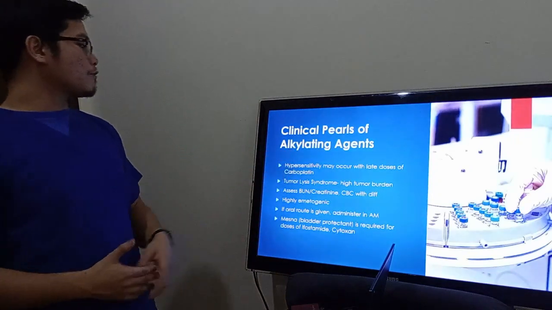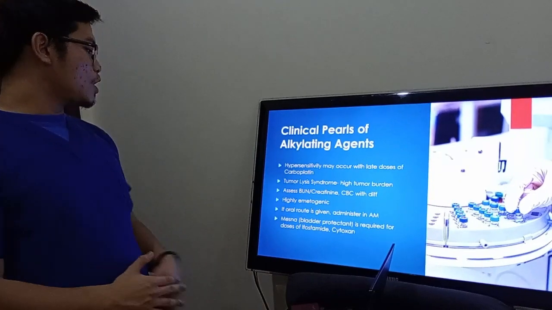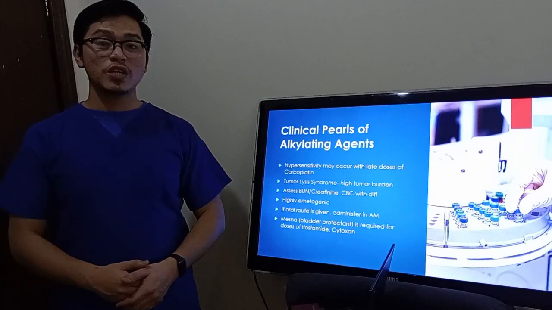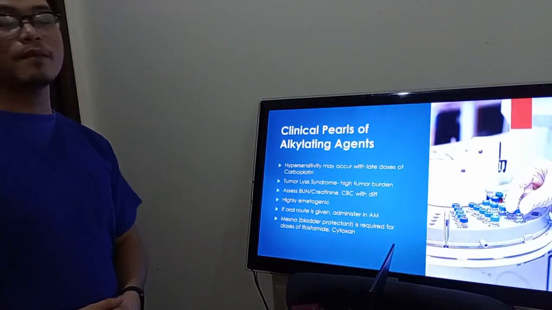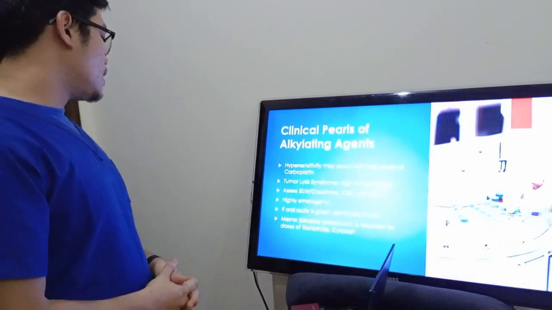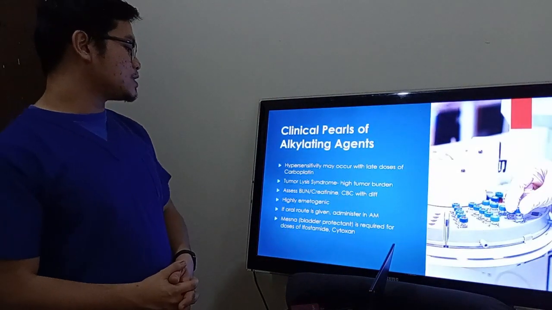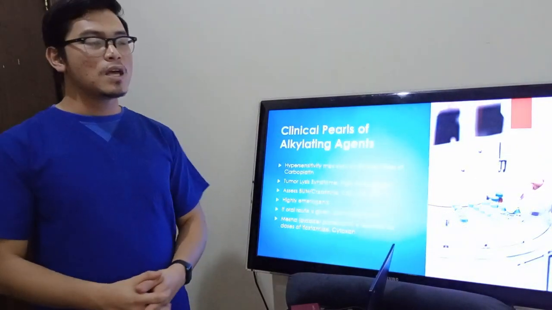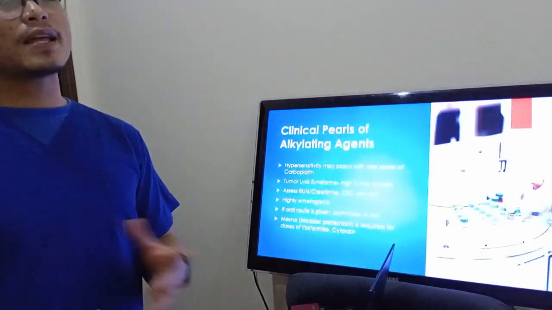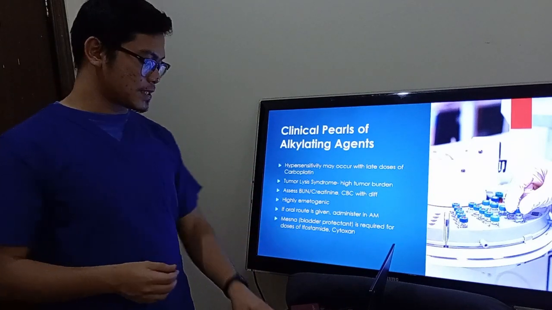For the clinical pearls of alkylating agents: hypersensitivity may occur with a late dose of carboplatin. Tumor lysis syndrome can occur with high tumor burden. Assess BUN and creatinine, and CBC with differential. It's highly emetogenic and can cause severe nausea and vomiting, leading to dehydration. If the oral route is given, it should be administered in the morning. Mesna is a bladder protectant. It's required for ifosfamide and Cytoxan, because some alkylating agents can cause hemorrhagic cystitis. So most doctors will prescribe mesna.